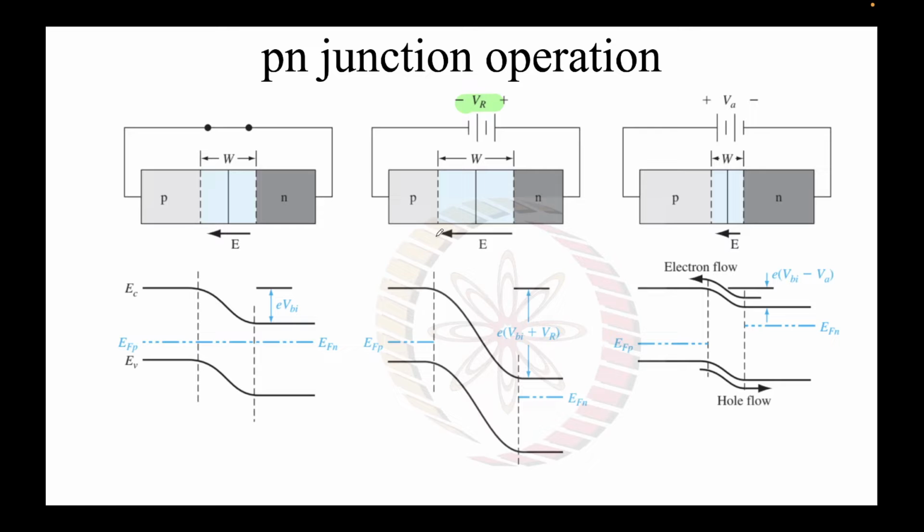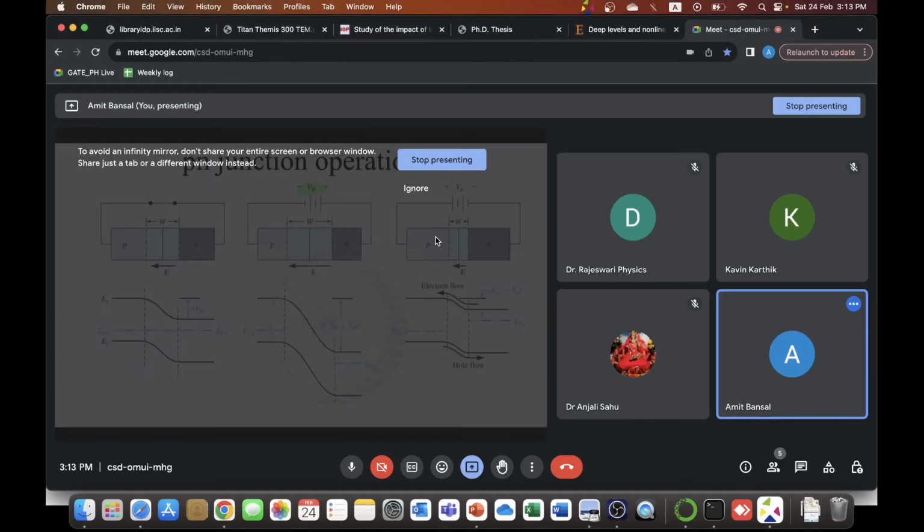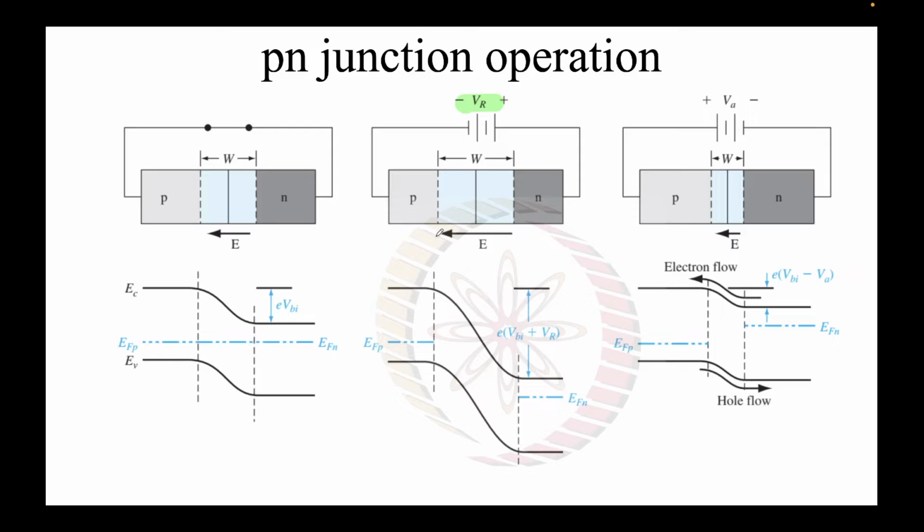So on the screen now you have the typical three ways in which you can bias a p-n junction. On the extreme left is the equilibrium. You can see the EF is flat, and this is the built-in potential that I was talking about. Just to reiterate, this is the metallurgical junction.